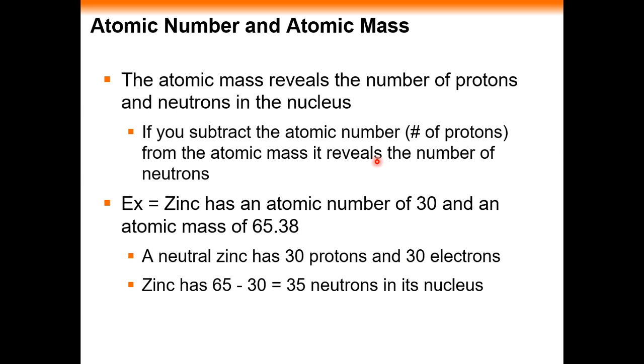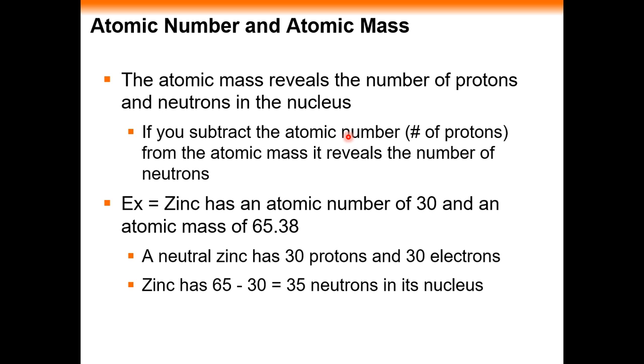Then there's something called an atomic mass, and the atomic mass tells you the number of protons and neutrons. Now, since you already knew the atomic number, the number of protons, then you can do a subtraction problem and figure out the number of neutrons. Here's a really cool example. Zinc has an atomic number of 30. That means zinc has 30 protons. All elements on a periodic table are neutral. So if it has 30 positive protons, there has to be 30 negative electrons.